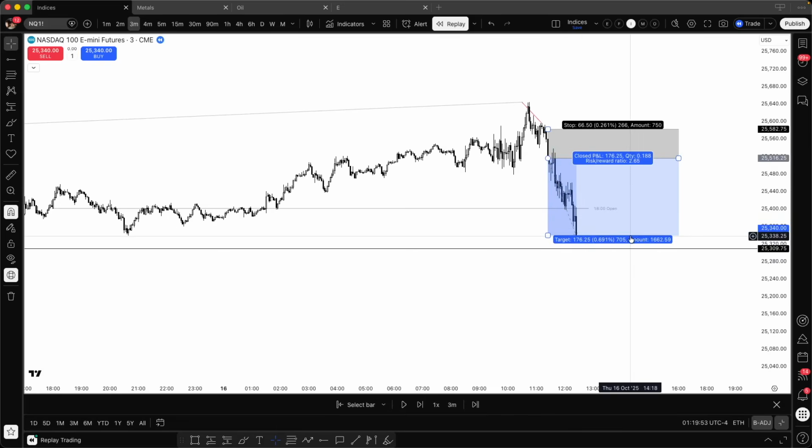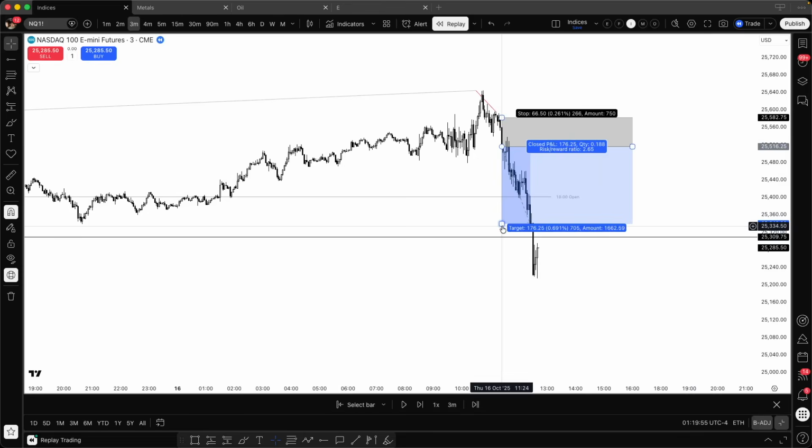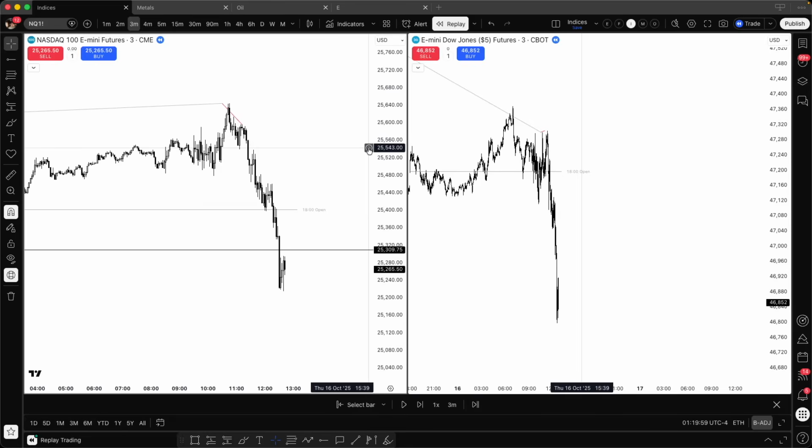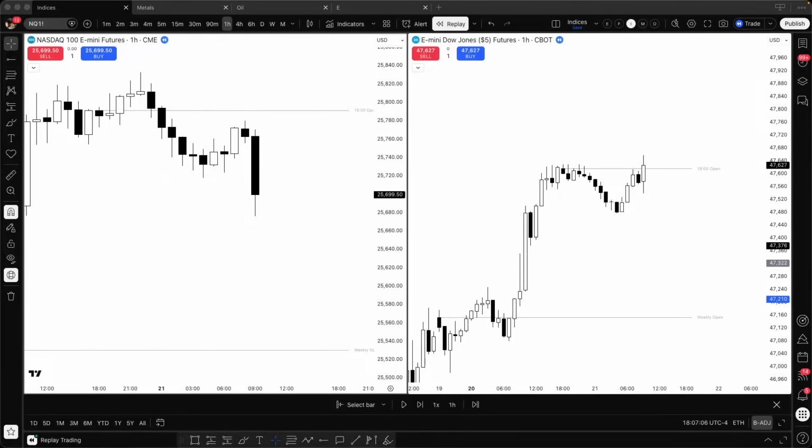Let's see. There we go. We hit that relevant level. You cannot really go wrong with trading any asset here. Why? Because the assets are synchronized. Okay, so let's move on to the next example.